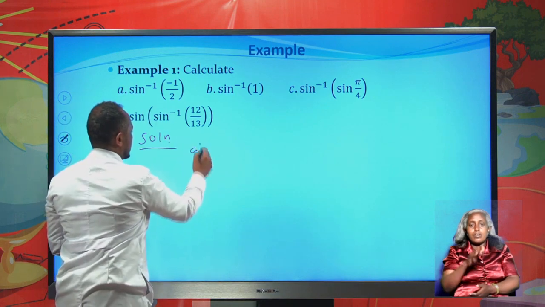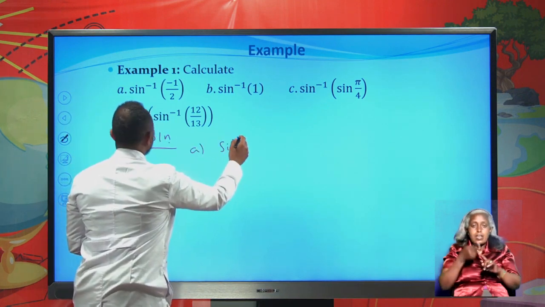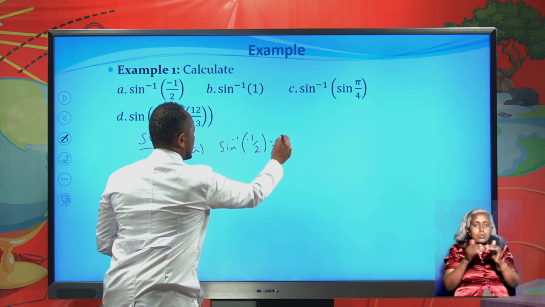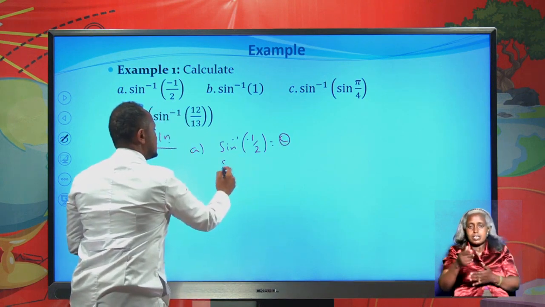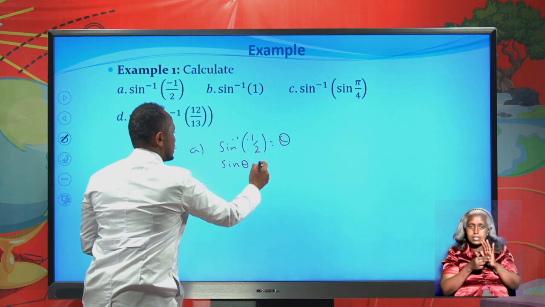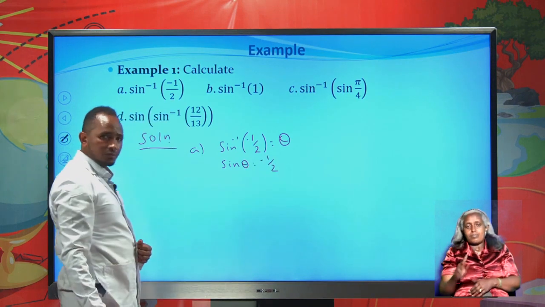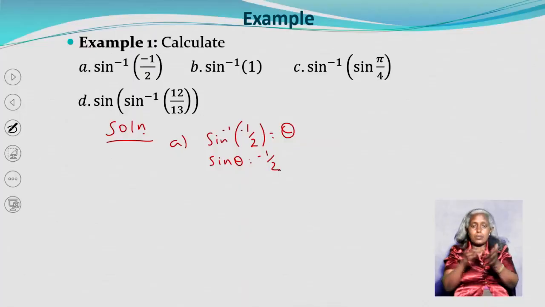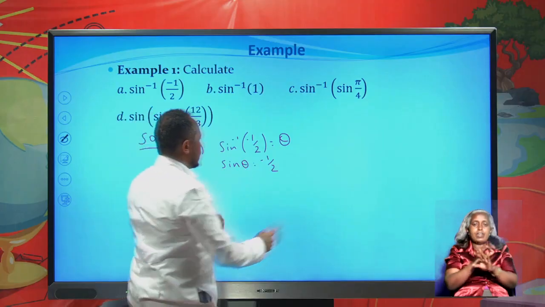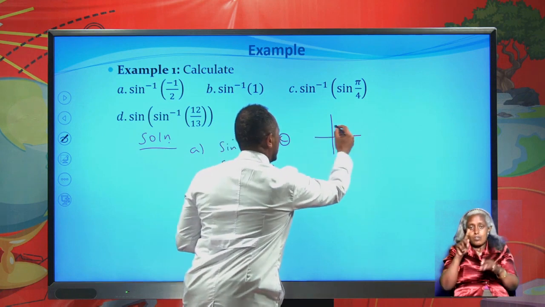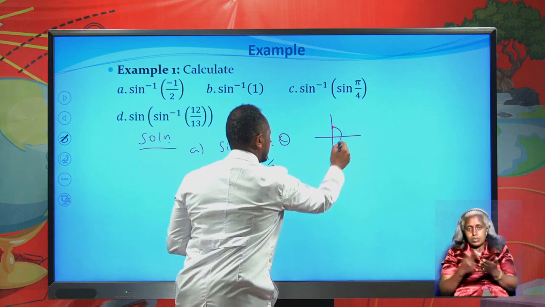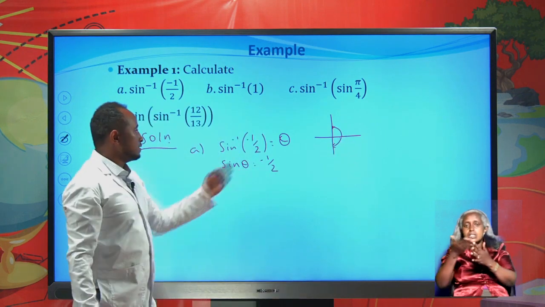For A, sine inverse of negative 1 over 2 is equal to, assume it is theta, so sine theta is negative 1 over 2, and this theta is between negative pi over 2 and pi over 2. The sine inverse function is defined on this interval. So negative 1 over 2 is found on negative pi over 2 to pi over 2, this part only. On this interval, we need to find theta.